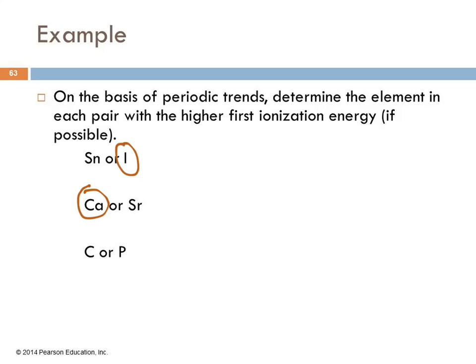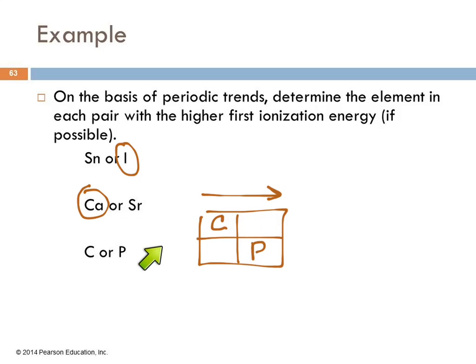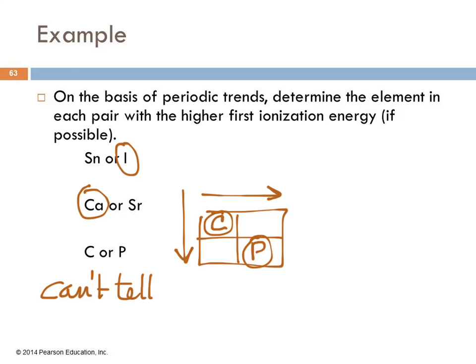Carbon or phosphorus? Well, we need a piece of periodic table again. There's carbon, there's phosphorus. Going across, carbon to phosphorus, which one would we predict being higher? Higher would be phosphorus. Going down, which would be higher? Carbon. So, we have opposing trends. So, can't tell. Not just by looking at the periodic table.